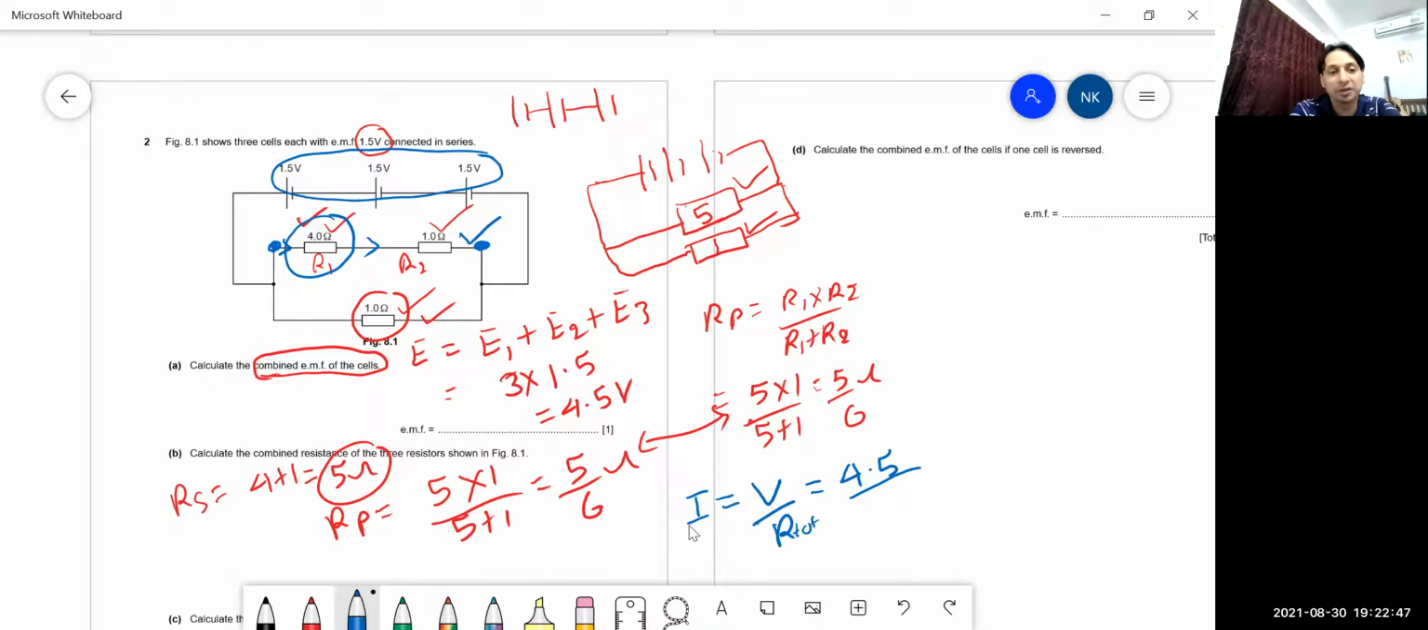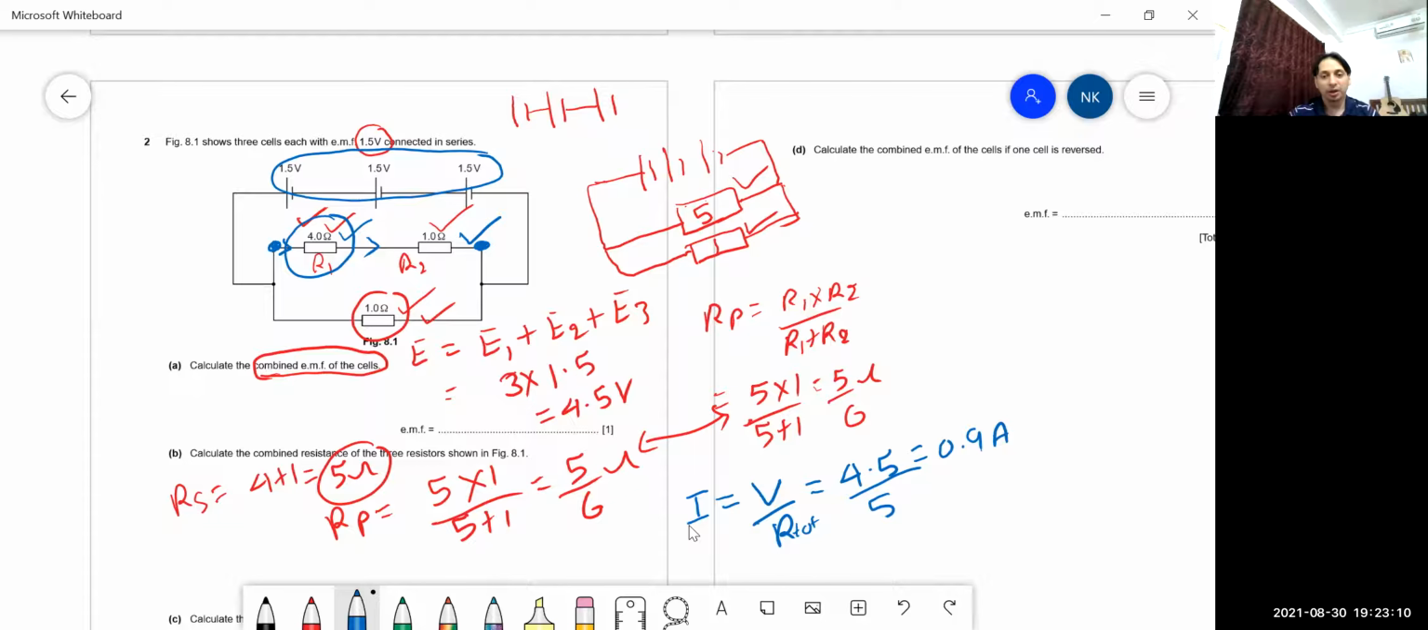So what is the total resistance? Because the two resistors are there, R1 and R2, I have to take their total resistance, which is 5. So if you divide, you will get 0.9 ampere is the current passing through R1, that is the 4 ohm resistor, and similarly the same current passes through the second resistor R2, which is also in series, 0.9 ampere.